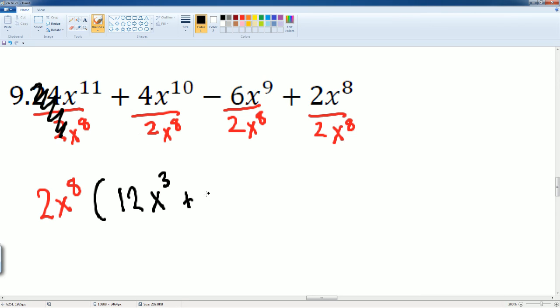Plus 4 divided by 2 is 2. Then you have x to the 10 minus 8, which just becomes 2. Bring down that minus sign. 6 divided by 2 gets you a 3. Then you have an x. 9 subtract 8 is just 1. Do you write x to the 1? No, we can just write it as x. Plus 2 divided by 2 is just 1. x to the 8 subtract 8 is just 0. Anything to the 0 power is just 1. There you go. That is number 9.